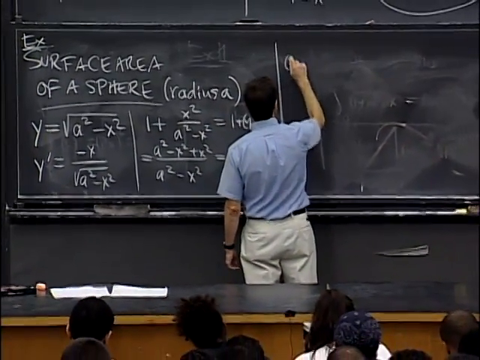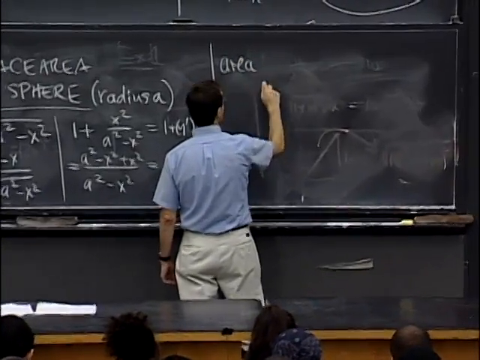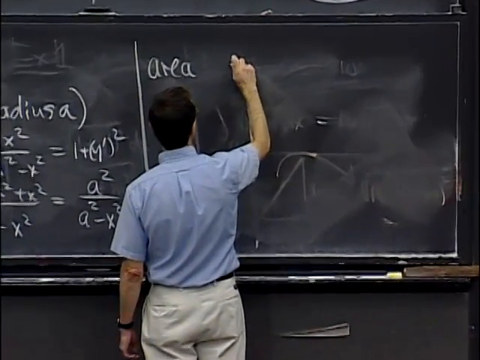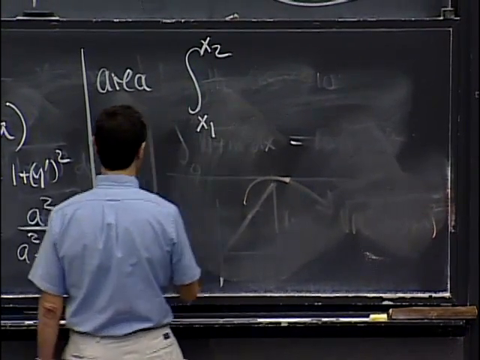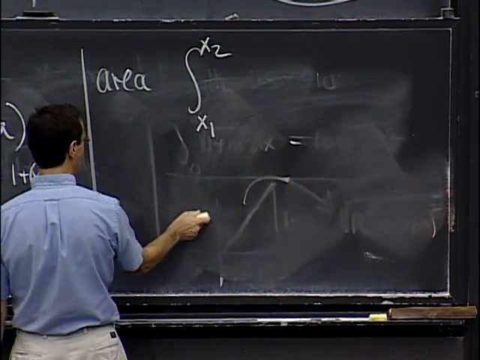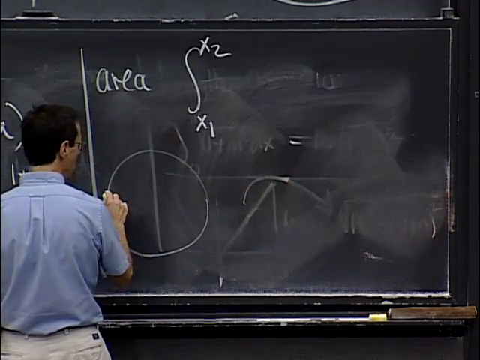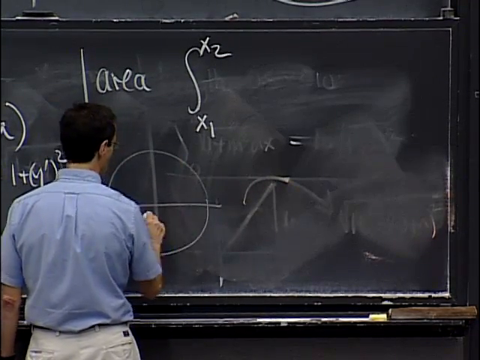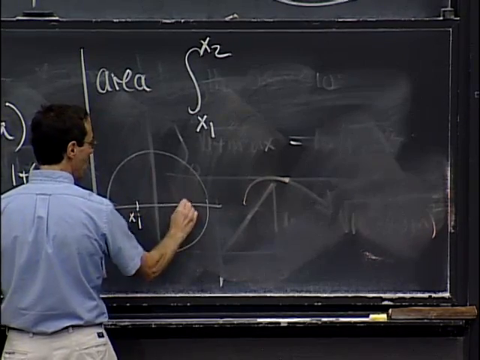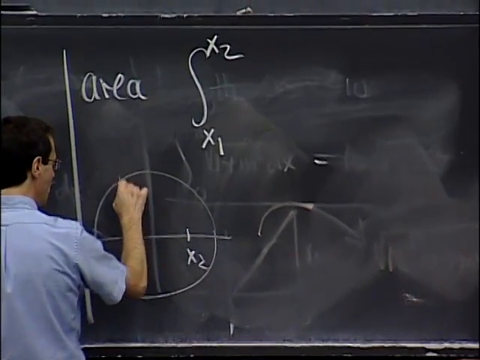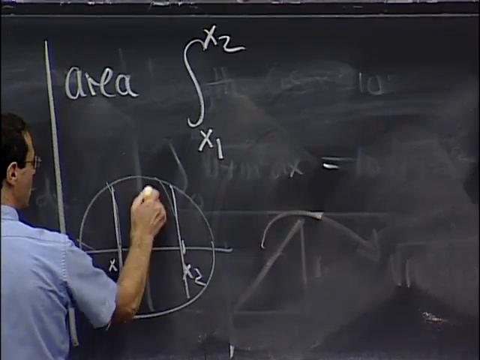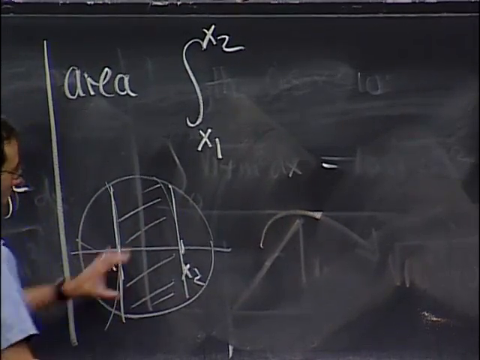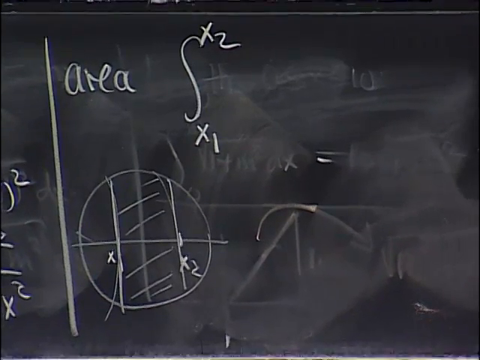So now I can set up the ds, and so here's what happens. The area of a section of the sphere, so let's see, we're going to start at some starting place x1 and end at some place x2. So what does that look like? Here's the sphere, and we're starting at a place x1, and we're ending at a place x2, and we're taking more or less this slice here, this section of the sphere.